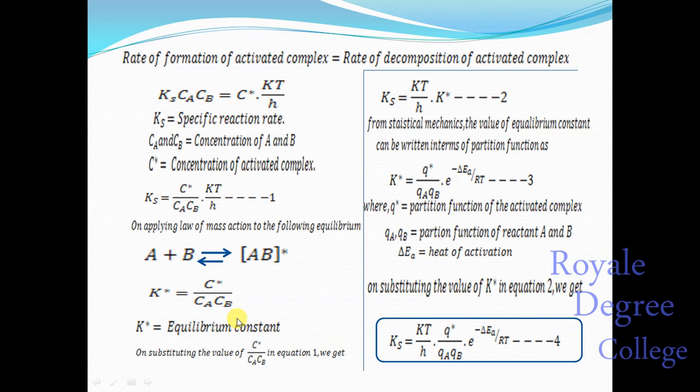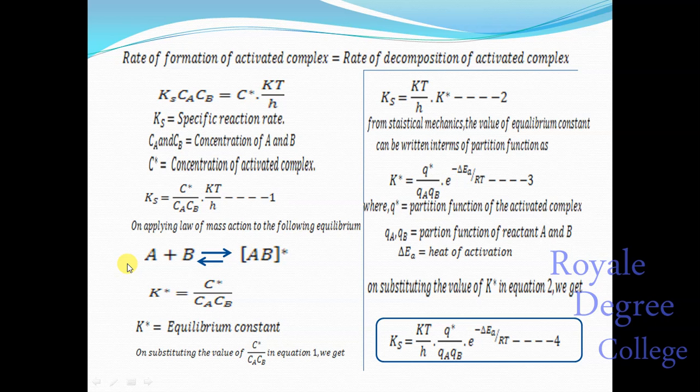Rate of formation of activated complex is equal to rate of decomposition of activated complex. So rate of formation of activated complex is Ks Ca Cb, and it is equal to the rate of decomposition of activated complex, that is C star into kT by h. Ks is the specific reaction rate, Ca is the concentration of A, Cb is the concentration of B, and C star is the concentration of activated complex. Now, keeping Ks on that side and bringing Ca into Cb to the other side, we can write: Ks equals C star divided by Ca into Cb, into kT by h. It is our equation number 1.